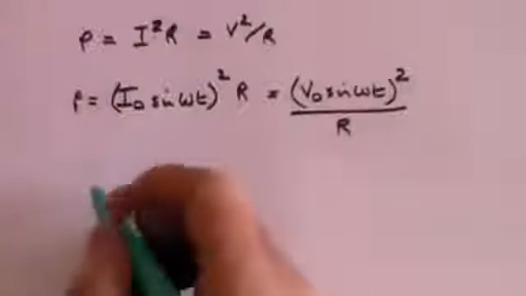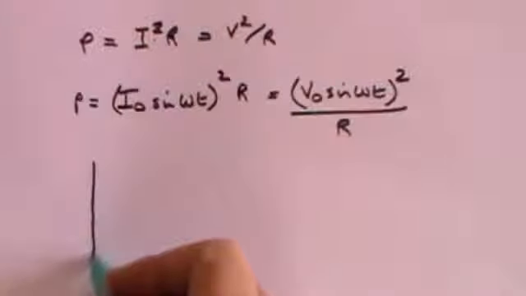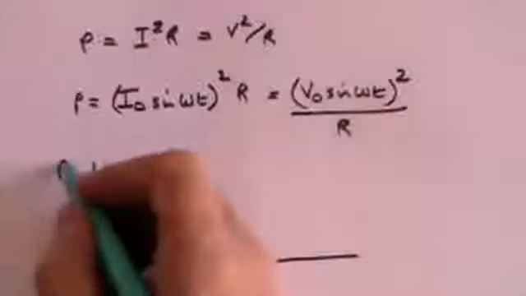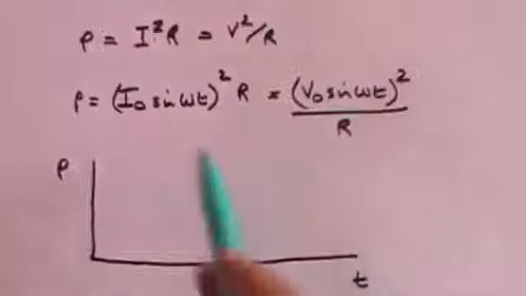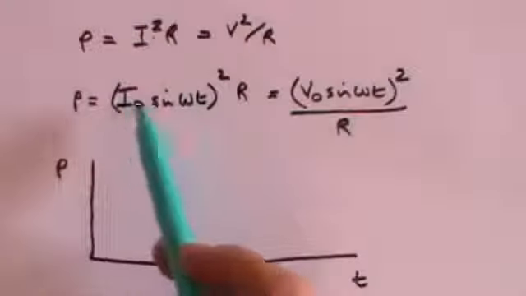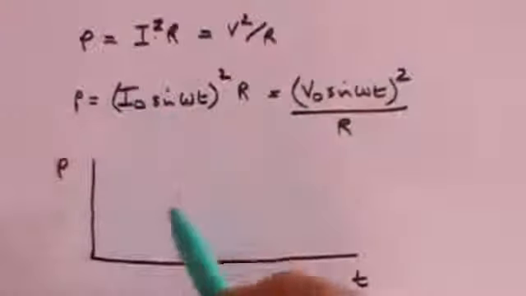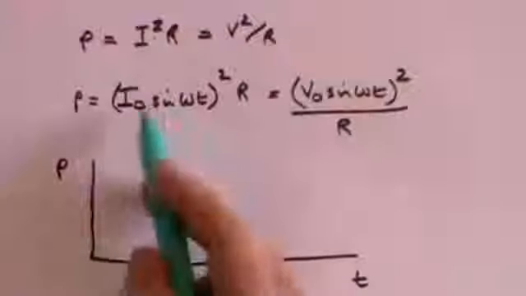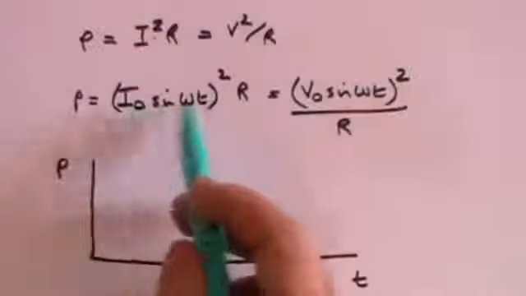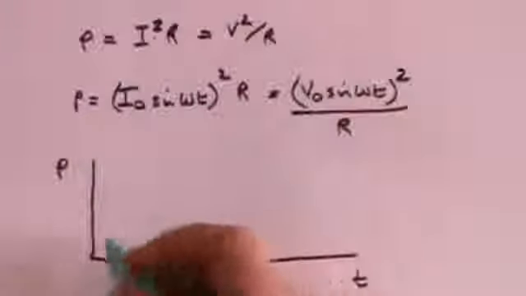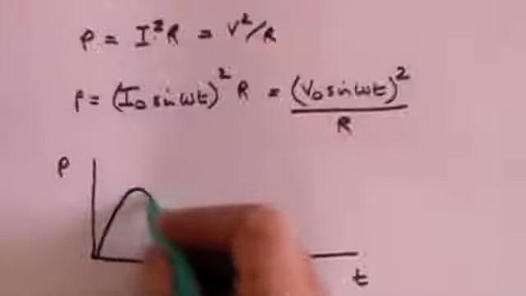So if we now plot the power against time, we see that we've got a squared term, an I squared term. So we are going to get, essentially, the sine wave squared. And that's going to look like this.